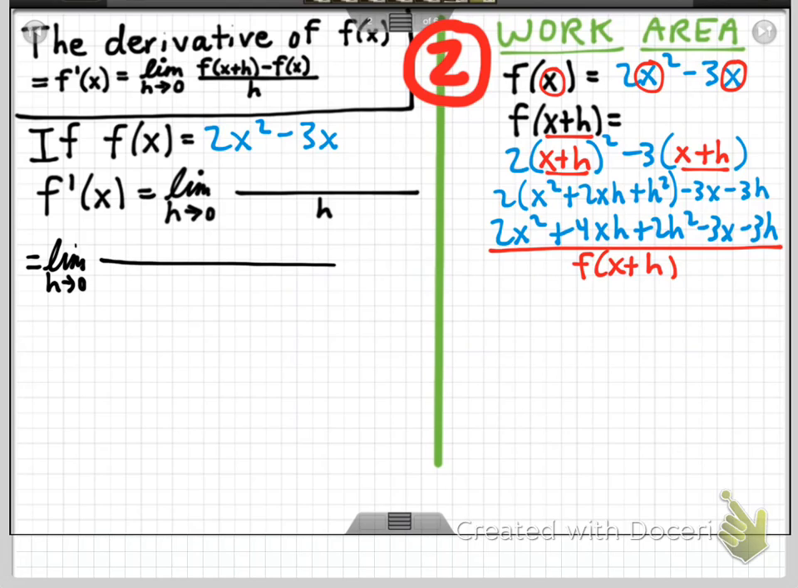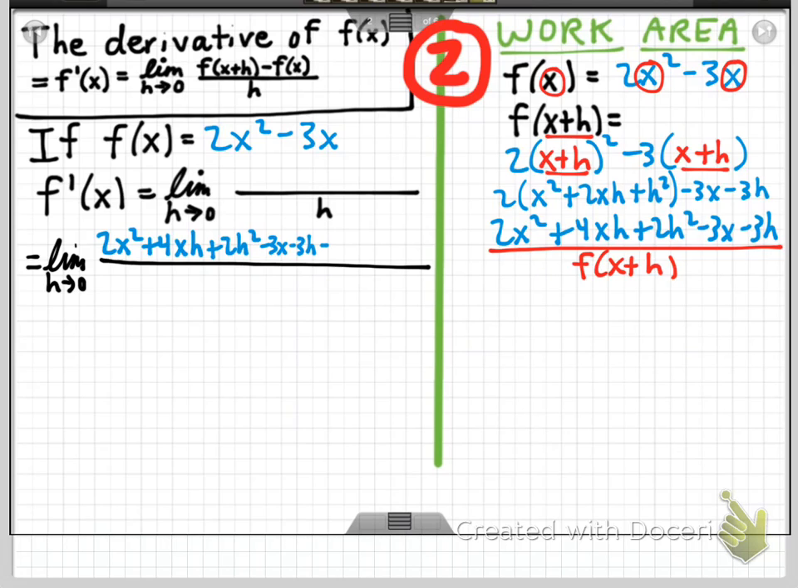It's going to be a big, long expression. And it'll be 2x squared plus 4xh. So we have 2x squared plus 4xh, plus 2h squared. I have to keep going back and forth. Minus 3x minus 3h.